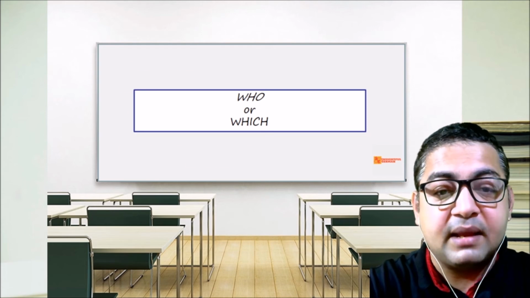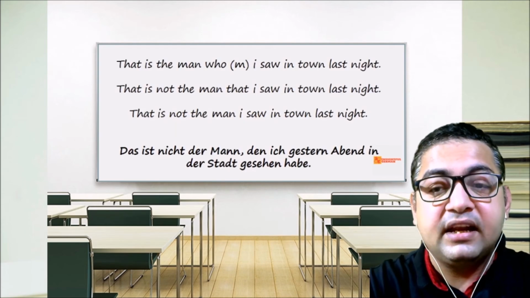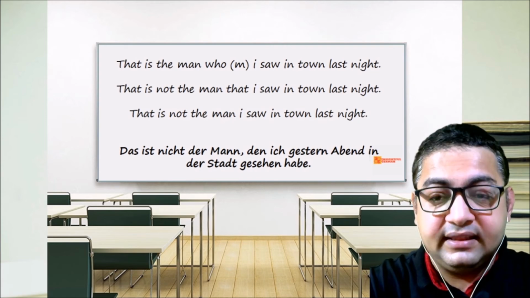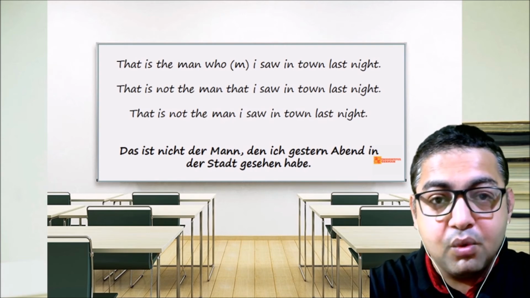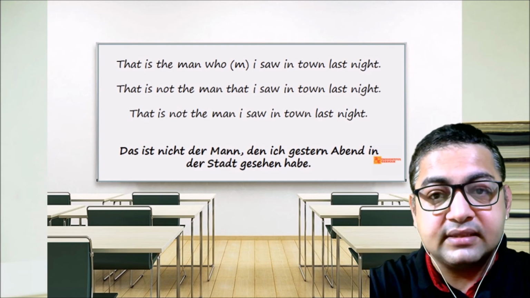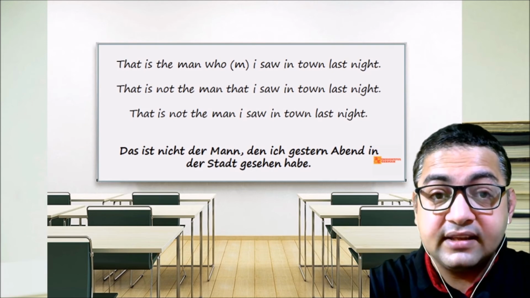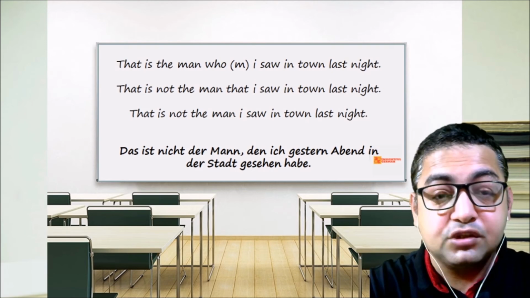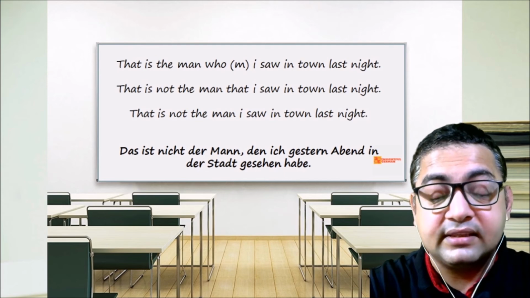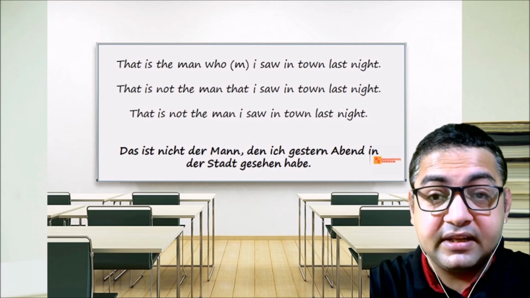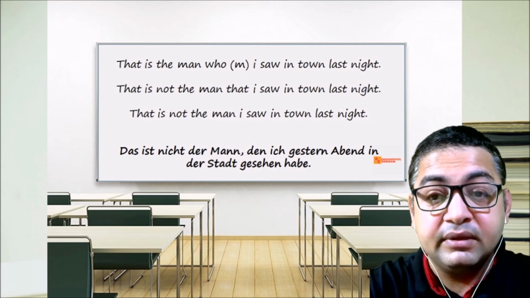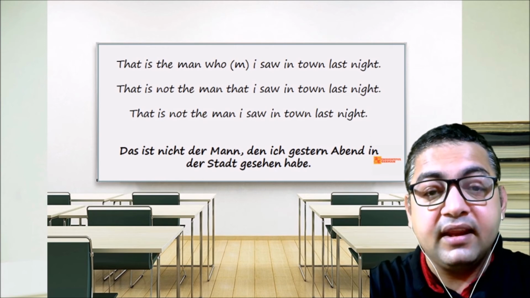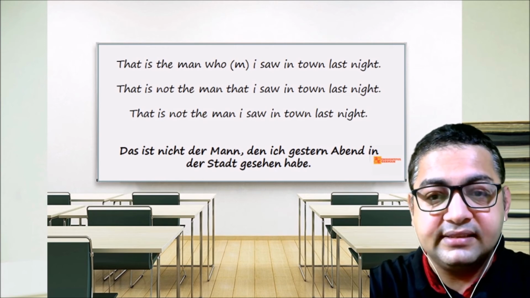All the following examples can only be rendered in one way in German. That is not the man whom I saw in town last night. That is not the man that I saw in town last night. That is not the man I saw in town last night. All these three sentences are represented by one single sentence in German. Das ist nicht der Mann, den ich gestern Abend in der Stadt gesehen habe.